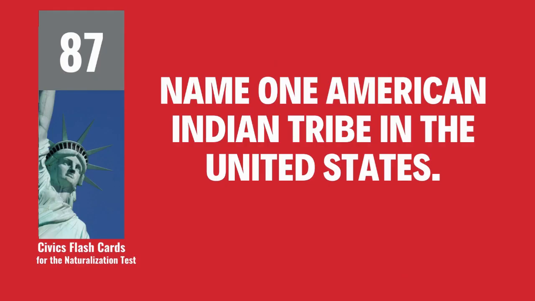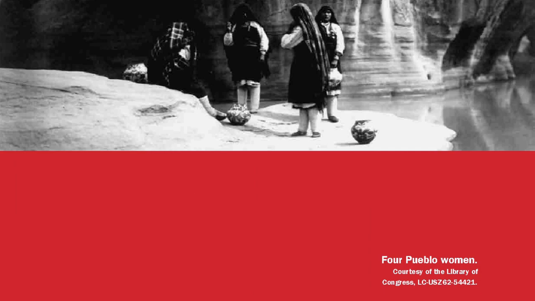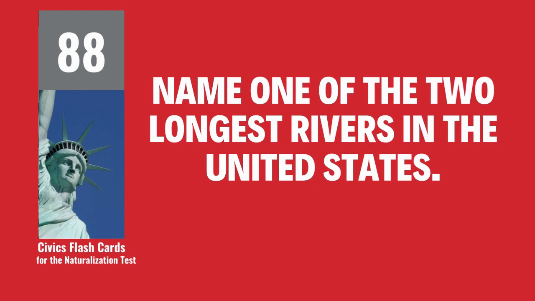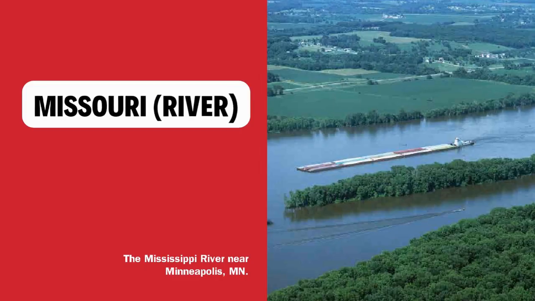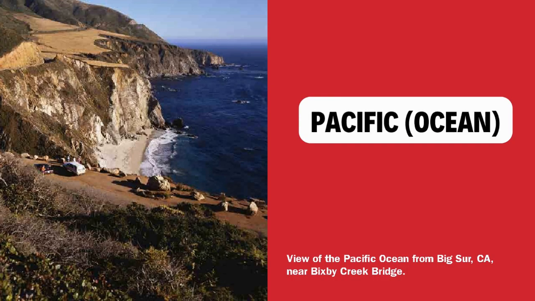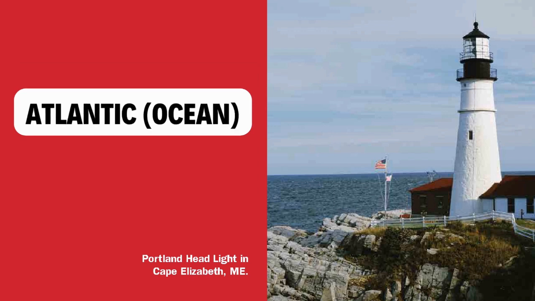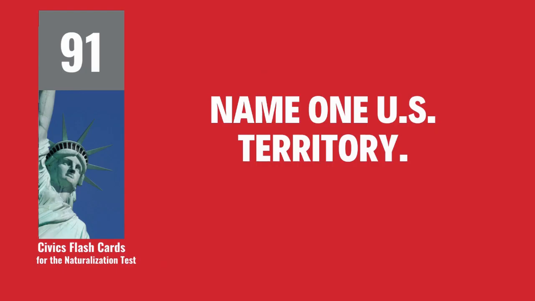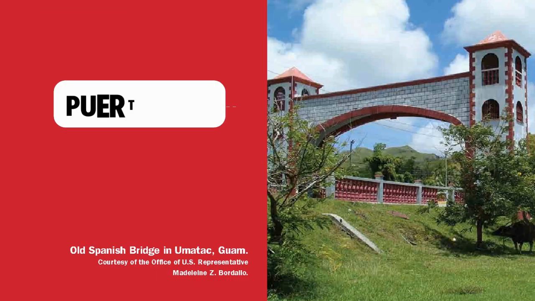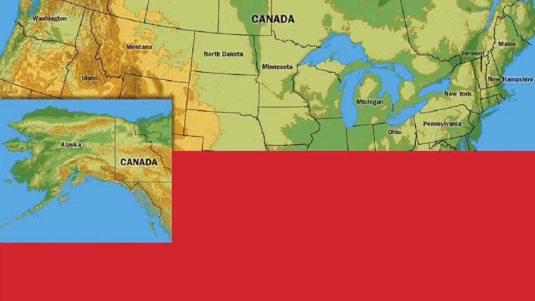Name one American Indian tribe in the United States. Cherokee. Name one of the two longest rivers in the United States. Missouri River. What ocean is on the west coast of the United States? Pacific Ocean. What ocean is on the east coast of the United States? Atlantic Ocean. Name one U.S. territory. Puerto Rico. Name one state that borders Canada. Maine.